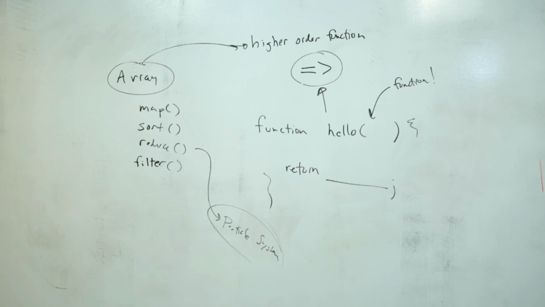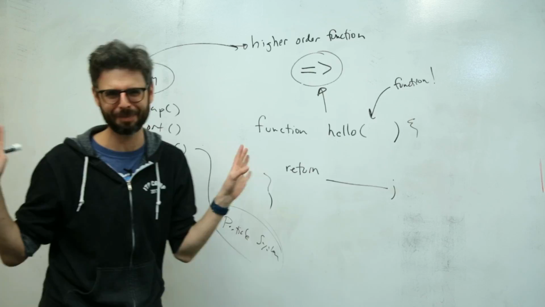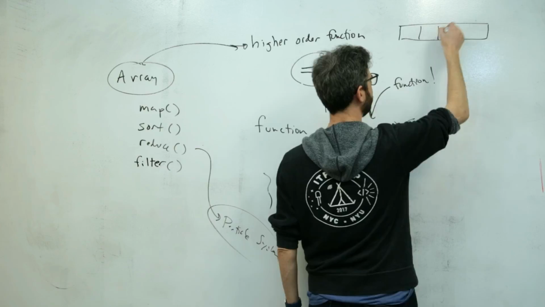This video, I am going to talk about these higher order functions. That's really just me trying to sound smart and make it sound fancy. These are just functions that I can call on arrays in JavaScript. You might think of an array as a list of stuff. It's an ordered list of things, like an ordered list of numbers like this.